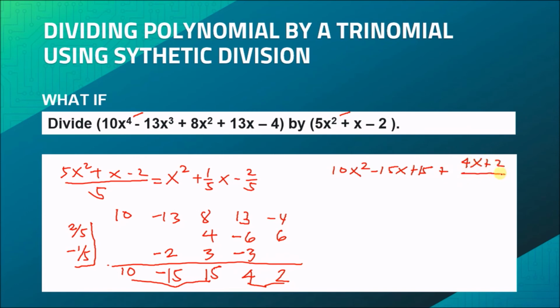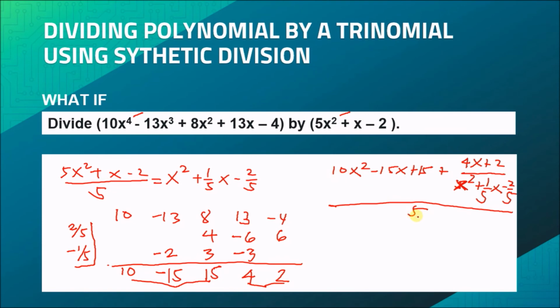So what happens there is 4x plus 2. Let's put our divisor, which is 5. No, it's not 5. It's x squared plus 1/5 x and then minus 2/5. What now? That is not the original divisor that we need. Since we divided by 5 earlier, we will divide by 5 again here, as part of the process.